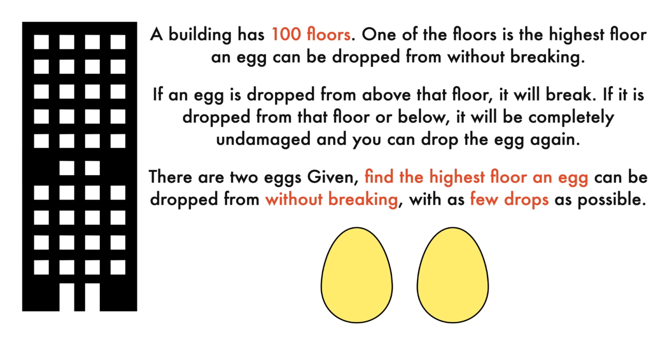So let me repeat the puzzle. A building has 100 floors. One of the floors is the highest floor an egg can be dropped from without breaking. If an egg is dropped from above that floor, it will break. If it is dropped from that floor or below, it will be completely undamaged and you can drop the egg again. So there are two eggs given and you are supposed to find the highest floor an egg can be dropped from without breaking. And the important task is you have to find it with as few drops as possible.